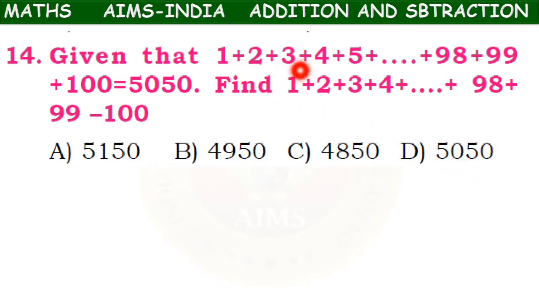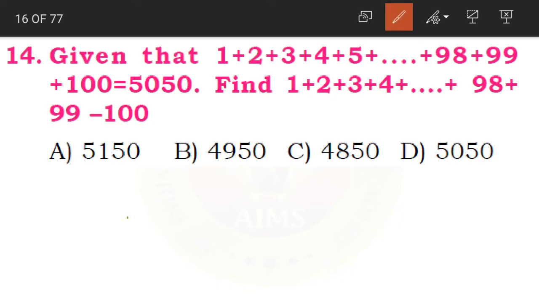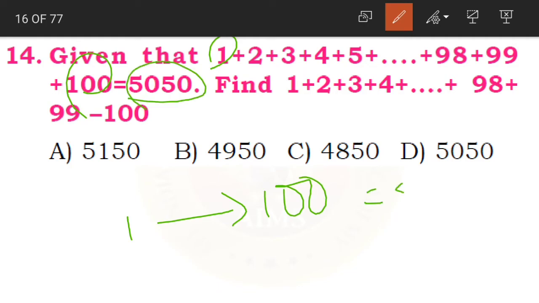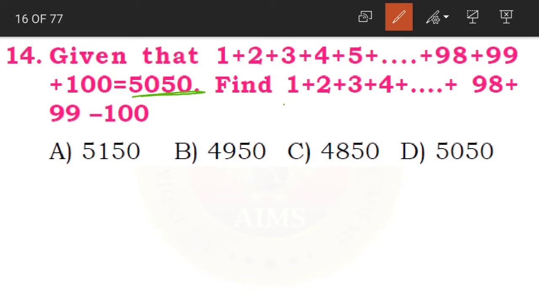Given that 1 plus 2 plus 3 plus so on 99 plus 100. That means when we add all the numbers from 1 till 100, the answer is what? 5050. Clear, children? The answer is 5050. Now we need to find out the sum of 1 till 99. From 1 till 99, and from that we need to subtract 100.